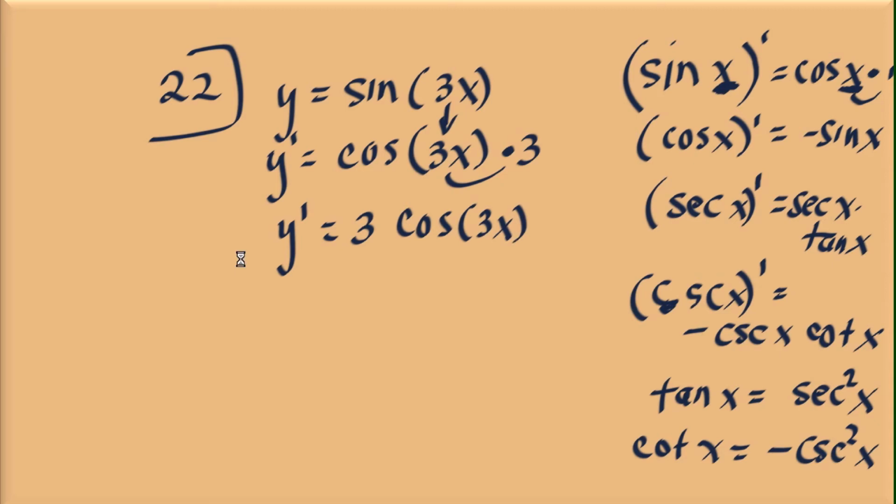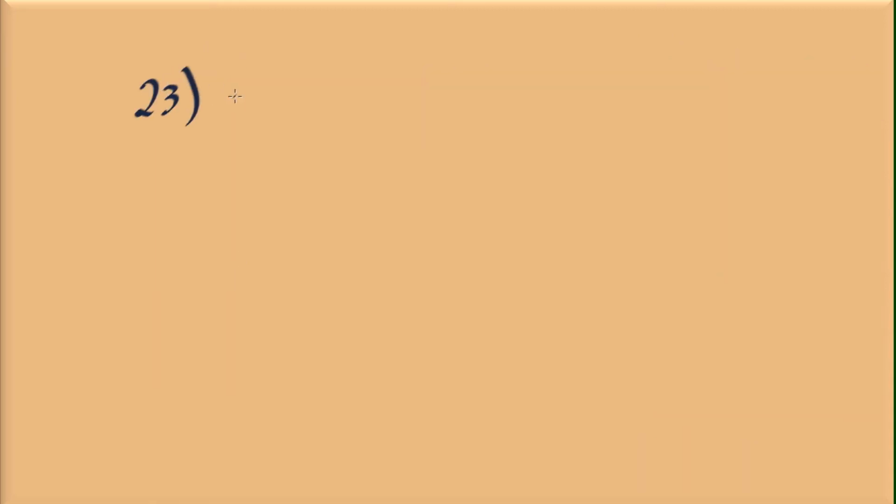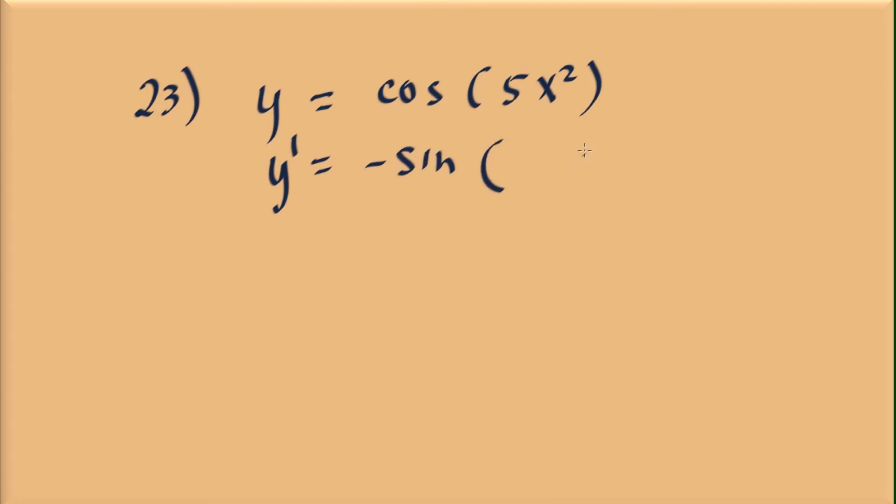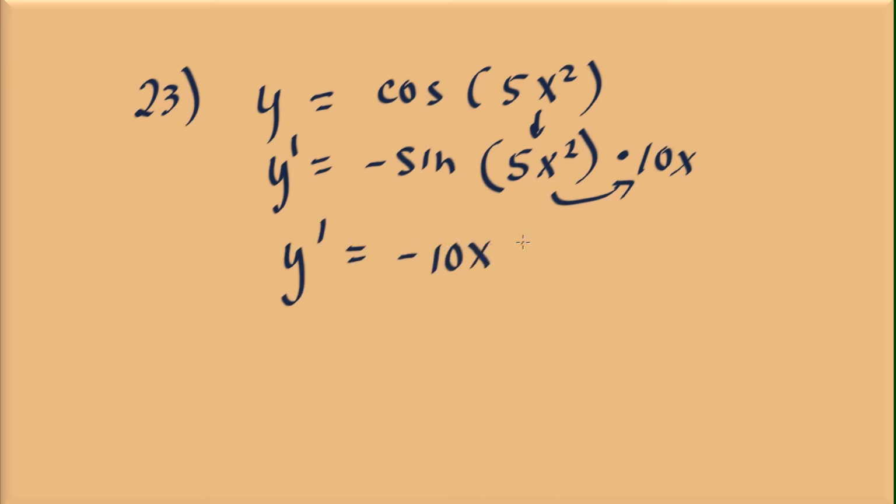Okay, so let's see another example. Let's say you have y is equal to cosine of 5x squared. So y prime is, the derivative of cosine is negative sine. Just bring this down, same 5x squared, but make sure you multiply. It's a chain rule now. See, chain rule. Multiply by the derivative of the 5x squared, which is 10x. Rearranging this, now negative of 10x sine of 5x squared.